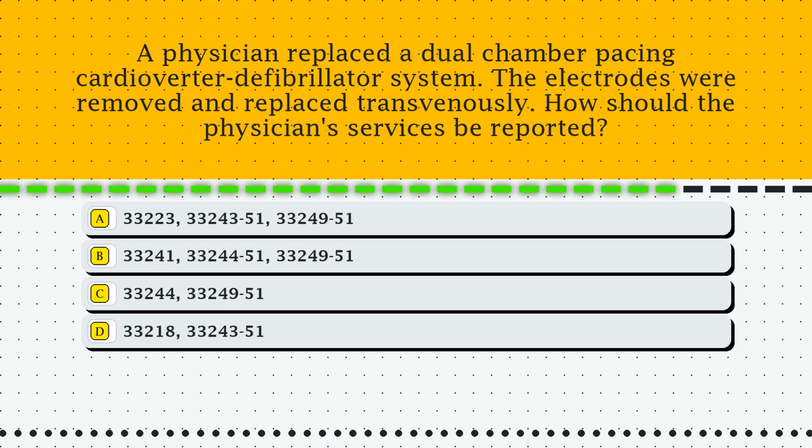The electrodes were removed and replaced transvenously. How should the physician's services be reported? Option A, 33223, 33243-51, 33249-51. Option B, 33241, 33244-51, 33249-51. Option C, 33244, 33249-51. Option D, 33218, 33243-51.